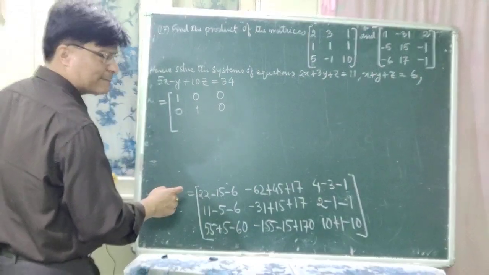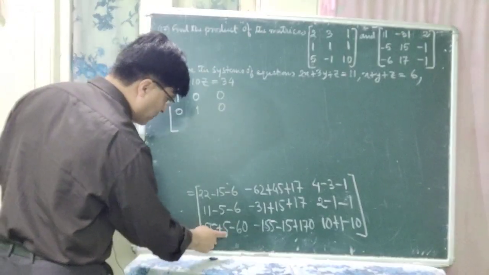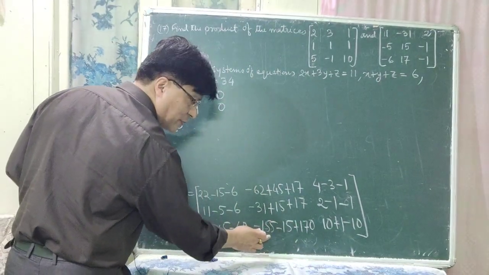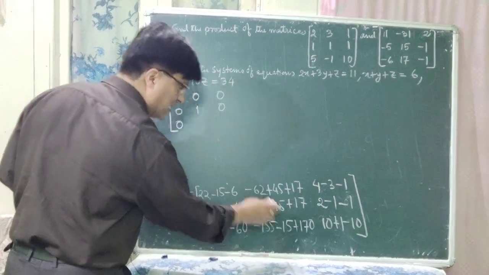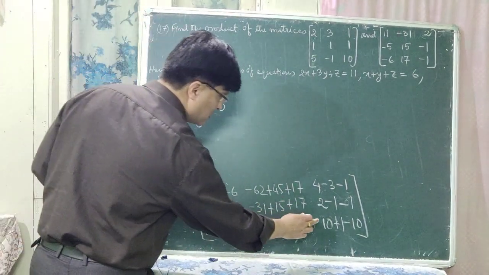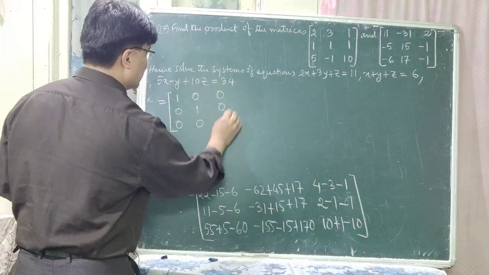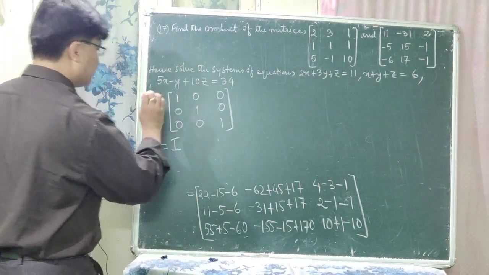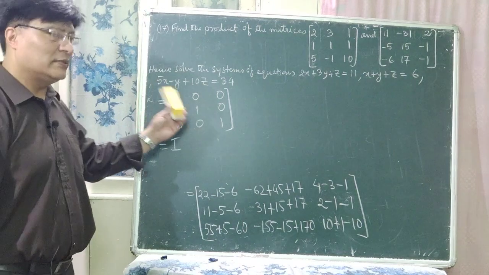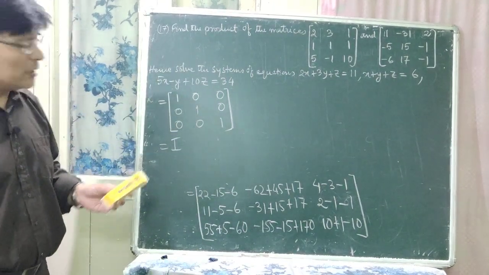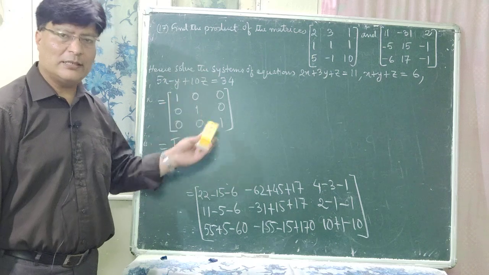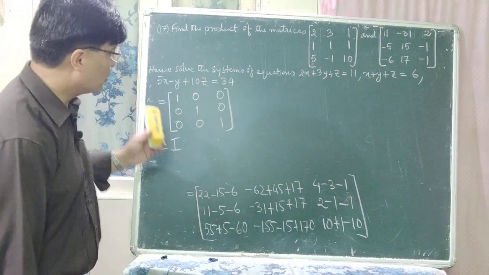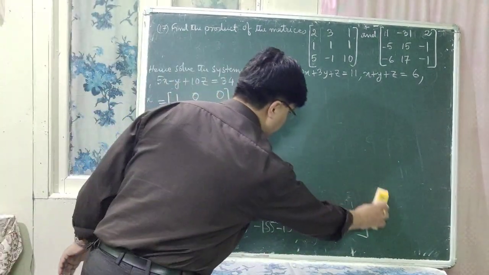So next one is, what is the next one? 55 plus 5 is 60 minus 60 is 0. This is 170. Minus 15 minus 155 is minus 170, right? Plus 170 is 0. And then this 10 gets cancelled, you get only 1. Got it? So which is equal to I? Because this is the identity matrix. Because in the leading diagonal, all the elements are 1 here, but all other elements are 0 here. So this is the identity matrix.